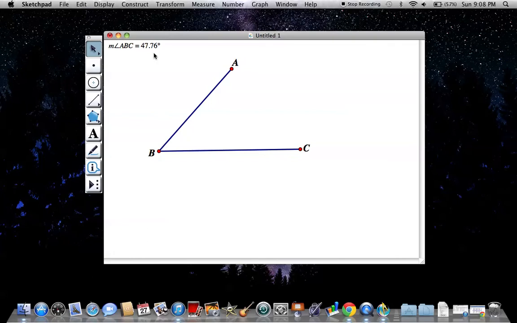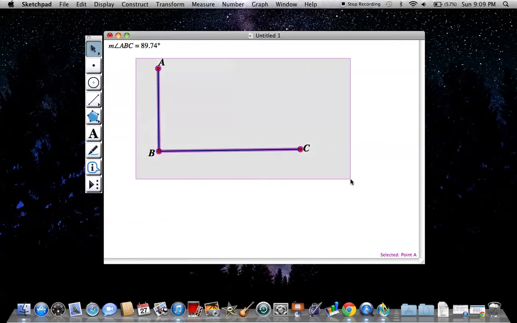Now, angles are distinguished by basically four characteristics dealing with their measure. An acute angle is every angle between 0, so if I brought this all the way down, between 0 and 90 degrees. So that's pretty close to this angle. Every angle between 0 and 90 is an acute angle.